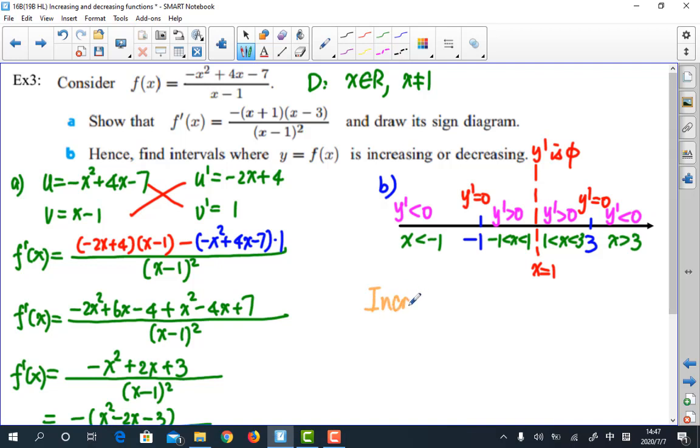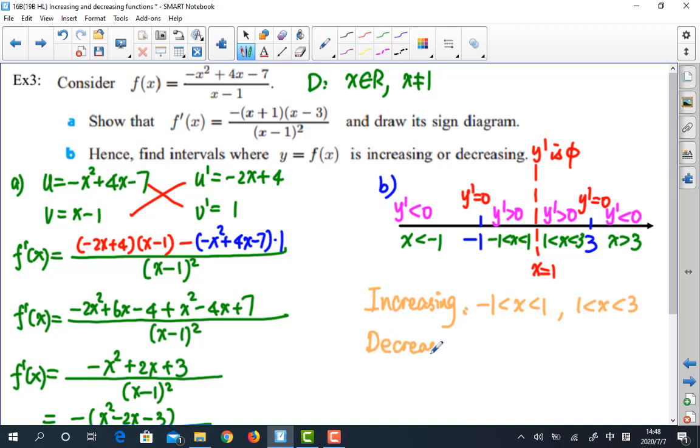Therefore, the increasing intervals are negative 1 to 1 and 1 to 3 for x. Because on both of the intervals, y prime is greater than 0. Do not put an equal sign on 1. You can put an equal sign on negative 1 and 3, but you cannot put an equal sign on 1 because the original function has x equal to 1 as an undefined value.